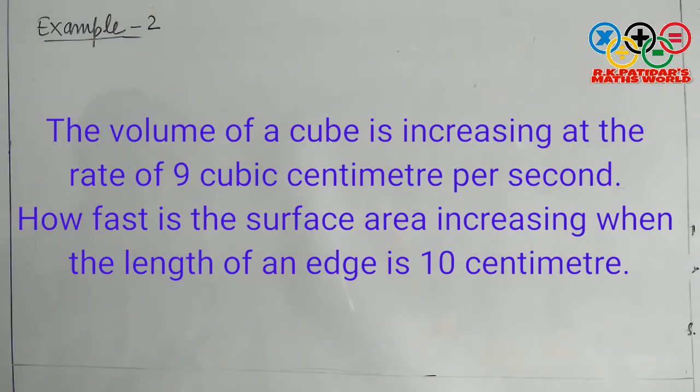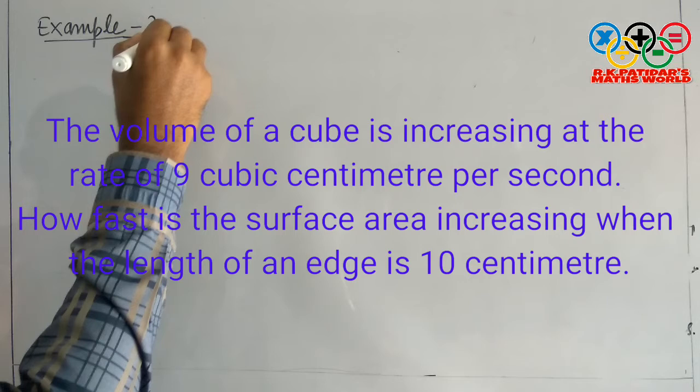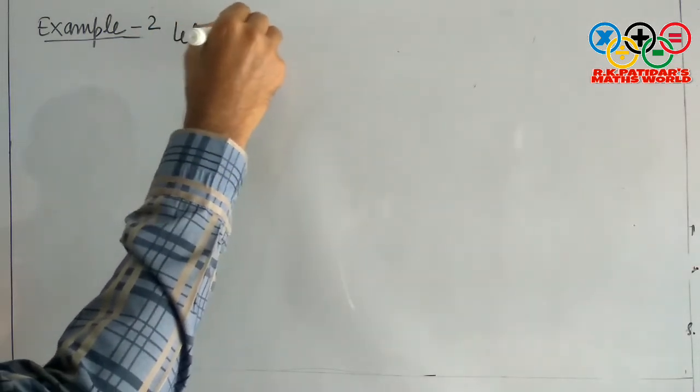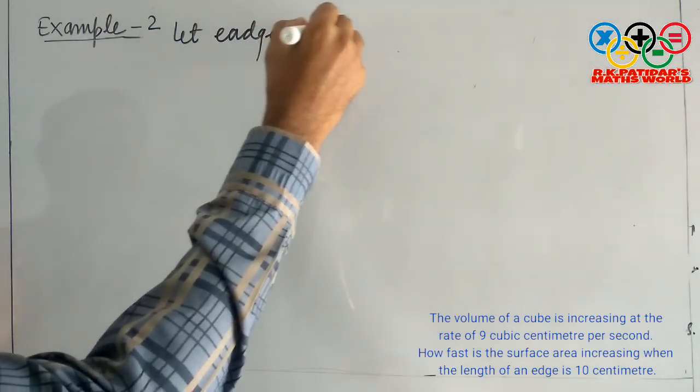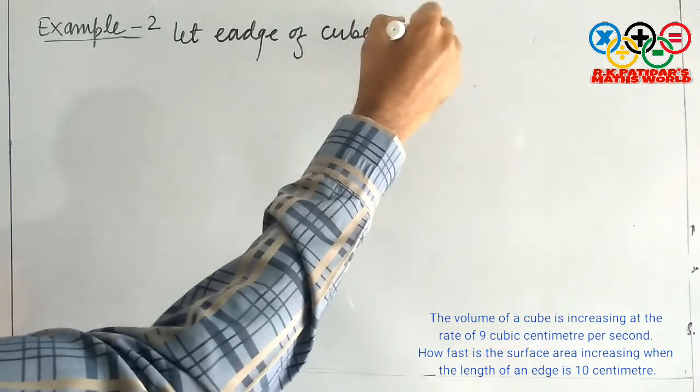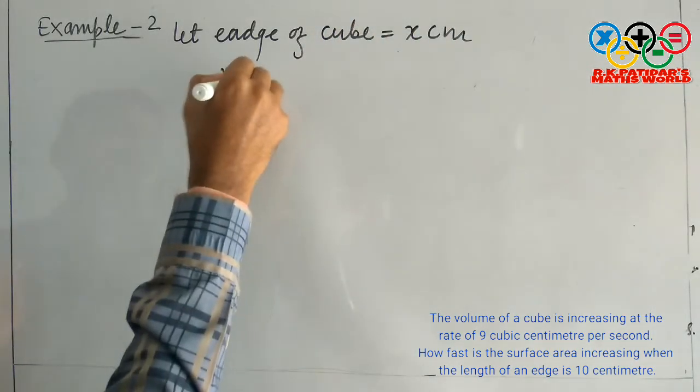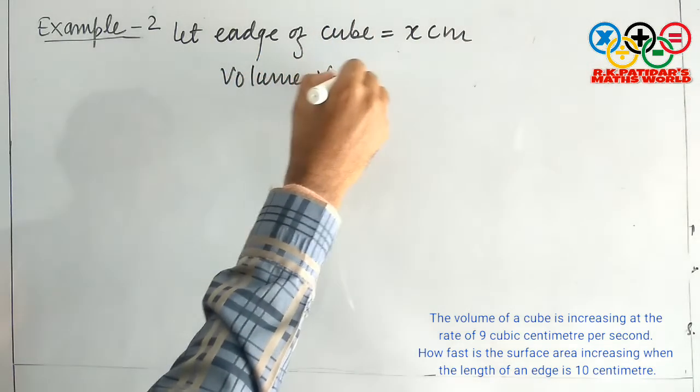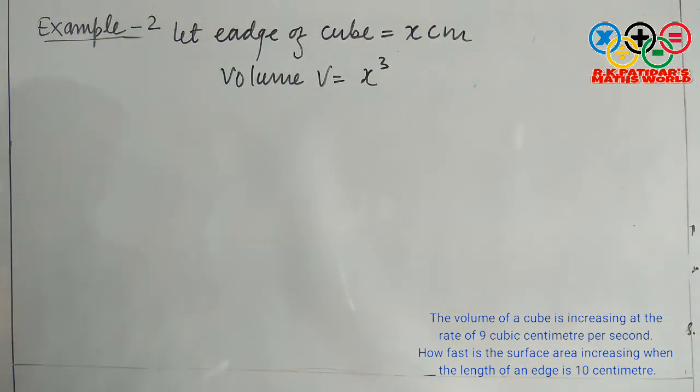Example 2. The volume of a cube is increasing at the rate of 9 cubic centimeter per second. How fast is the surface area increasing when the length of the edge is 10 centimeter? Here two things we have to assume, the edge of the cube and the volume. Let the edge of the cube be x centimeter, then the volume V is equal to x cube.